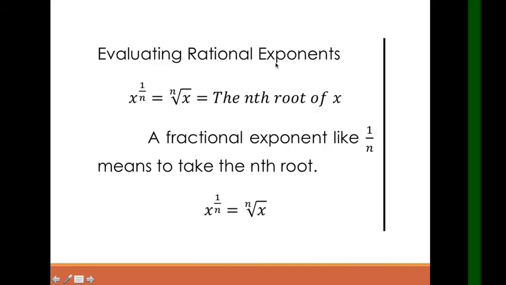Evaluating rational exponents. We also have examples here for evaluating rational exponents. We have x raised to 1 over n equals the nth root of x. A fractional exponent like 1 over n means to take that nth root. So x raised to 1 over n is equal to the nth root of x.